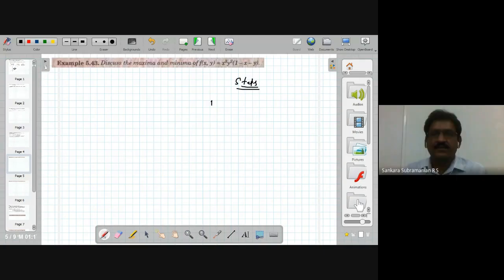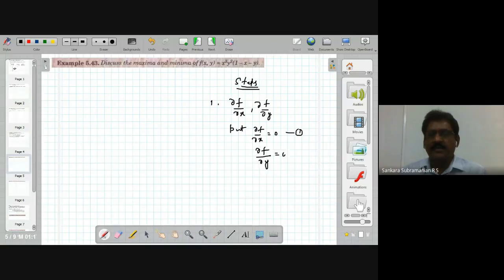So what will you do first? First you find dou f by dou x, and then find dou f by dou y. Then you put dou f by dou x equal to 0 and make it equation number 1. Then you let dou f by dou y be 0 and make it equation number 2. Then you solve for x and y, right? We get the stationary points.